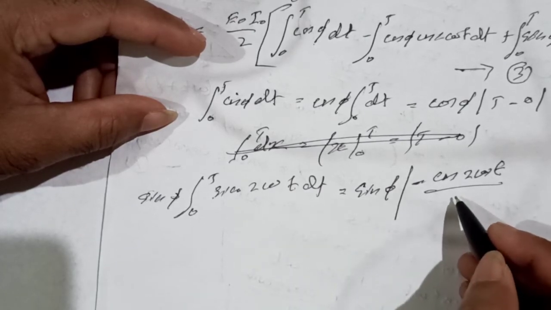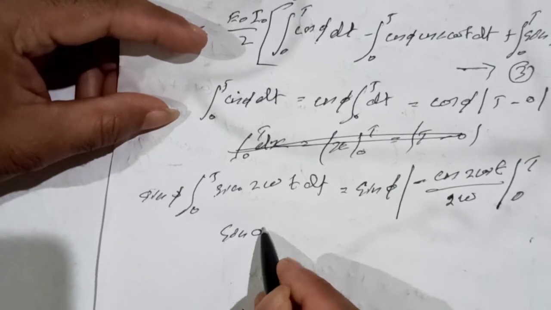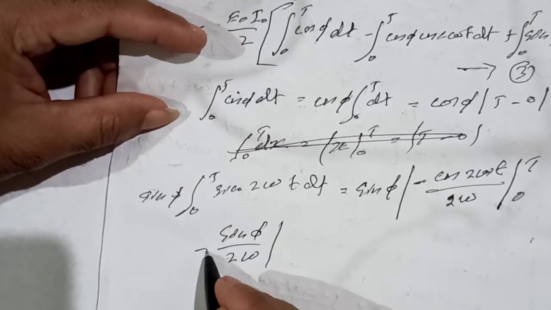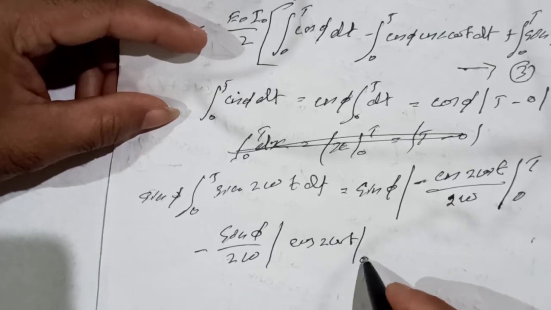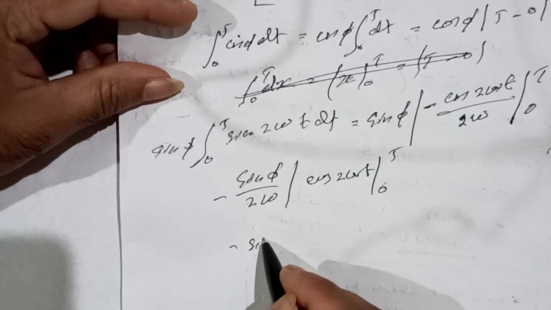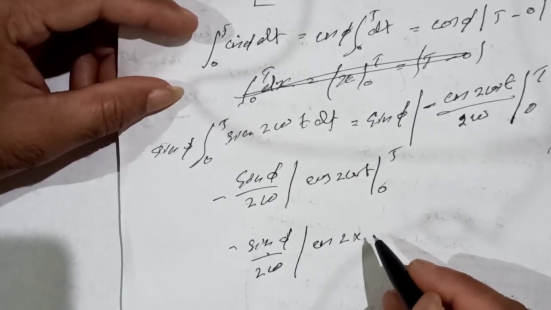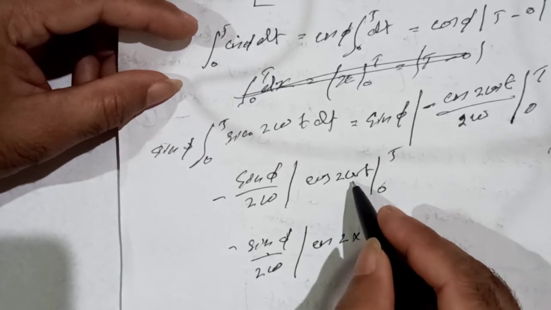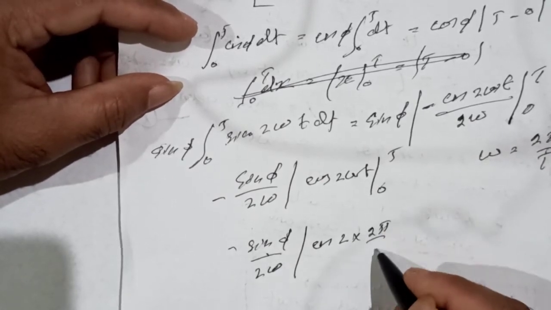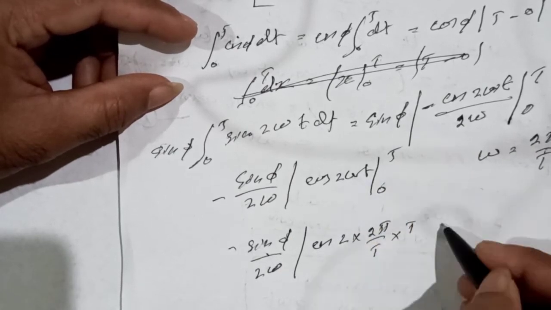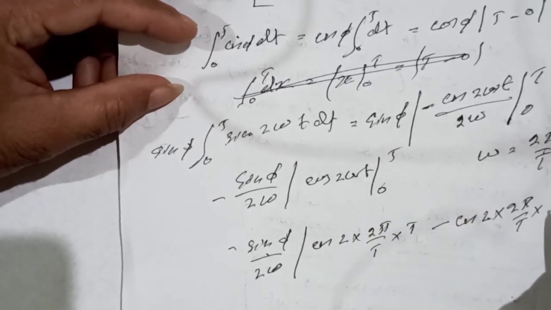So m is 2 omega, the constant value is 2 omega. So sine phi by 2 omega, and minus we can put outside as well. Cos 2 omega t from 0 to t. This one is minus sine phi by 2 omega. Cos 2 omega t, what is omega? Omega is 2 pi by T, 2 pi by T. So 2 pi by T into t, the time, and minus cos 2 into 2 pi by T into 0, the second one, time is 0.